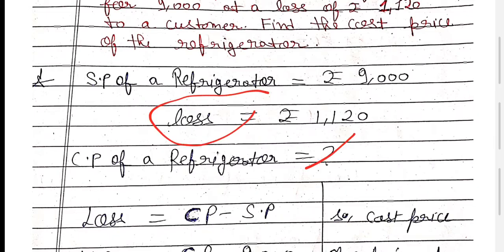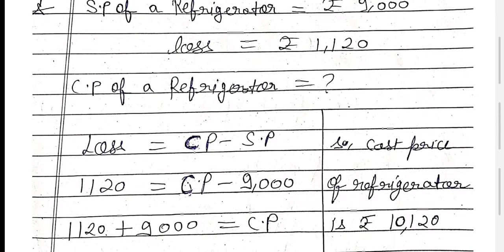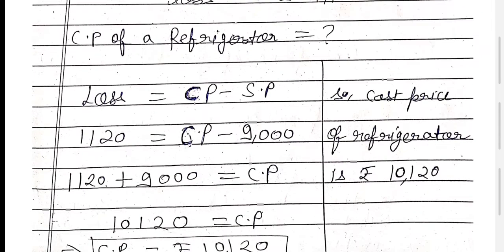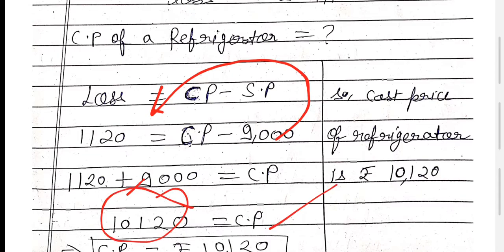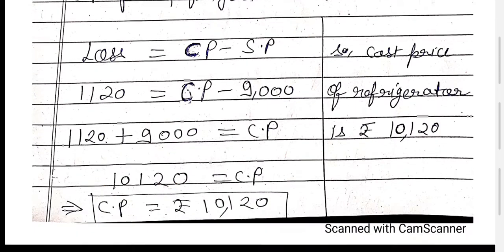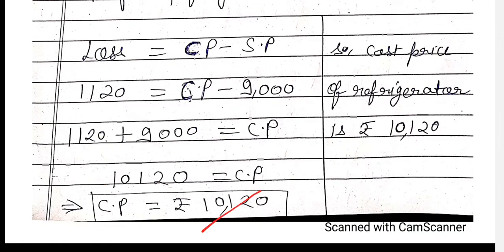So you are given loss. Write the formula of loss first. Loss is equal to CP minus SP. Put the CP, which you don't know, you have to find out. SP you have this, and loss you have this. Now when this number goes to that side, it becomes plus. When you add, you get 10120, and it is your CP. So what is the CP? CP is 10,120. So you write here in language: the cost price of the refrigerator is 10,120.